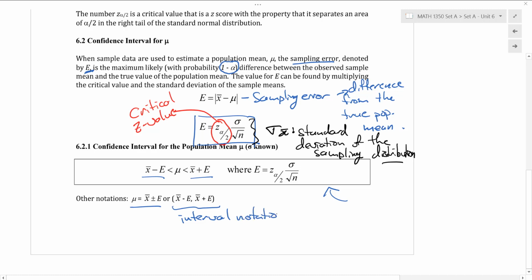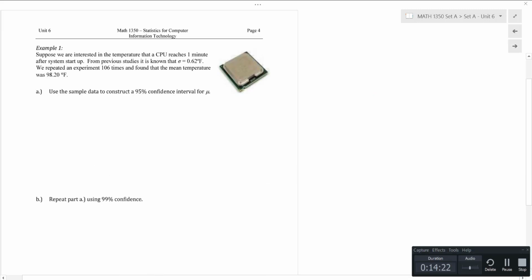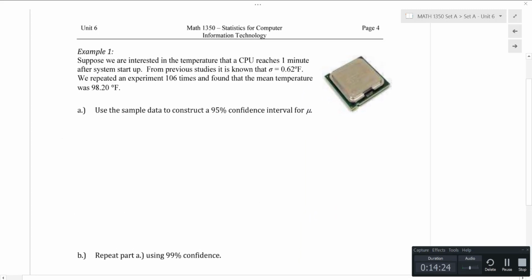Now, depending on your previous experience, you may be using this a lot. You may not have used interval notation so much. I might say this is pretty common. But the idea is that it's just the range that goes x bar minus E all the way up to x bar plus E, including everything in the middle. So let's go ahead and do an example with this.